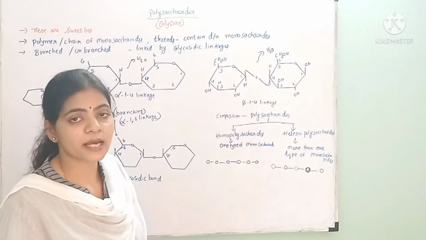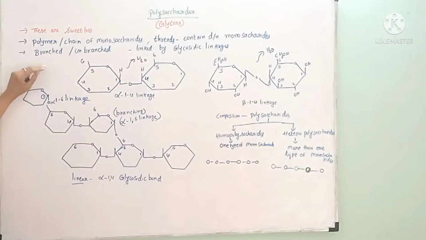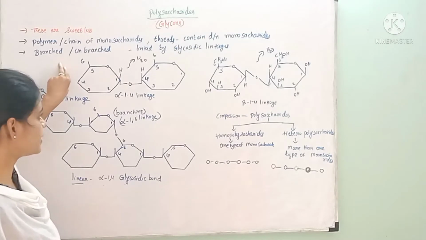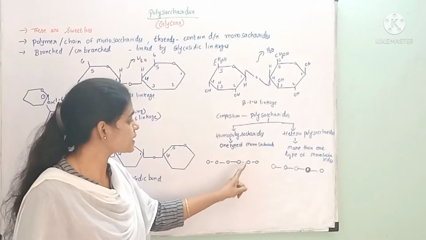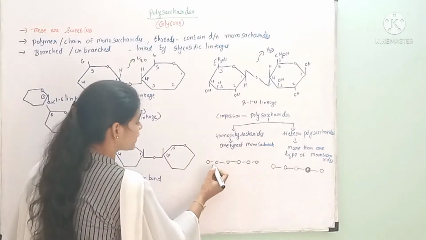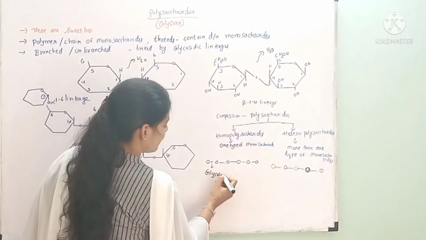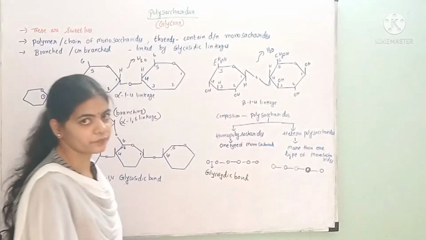Different numbers of monosaccharides are present in the chain of a polysaccharide, and sometimes these polysaccharides may be branched, and in some polysaccharides they may be unbranched. Branching may be seen in some, and sometimes they may be linear without any branches. And how are these different monosaccharides connected? They are connected by means of glycosidic linkage or glycosidic bond.